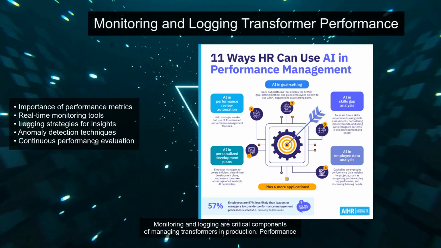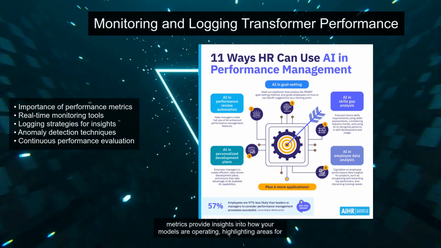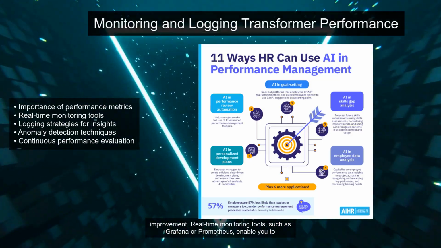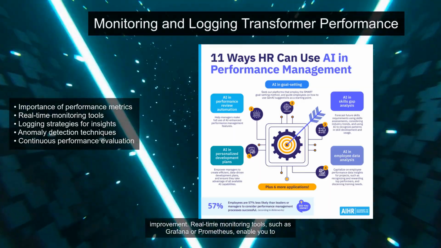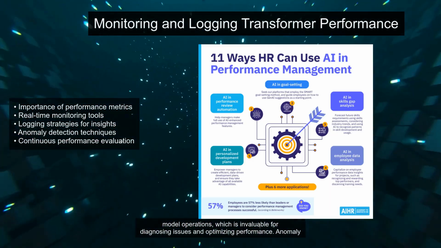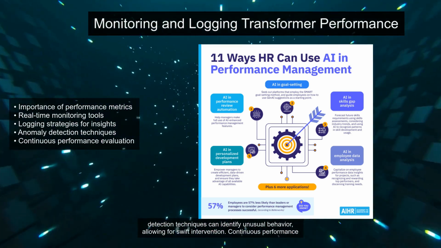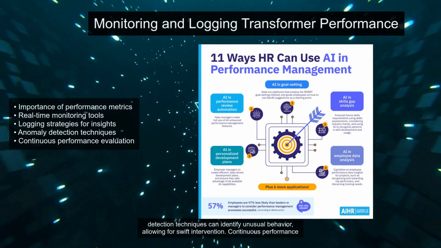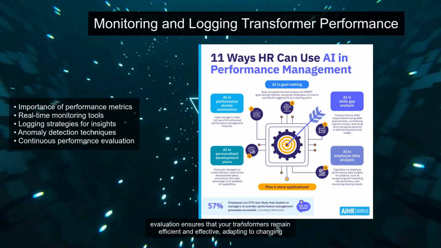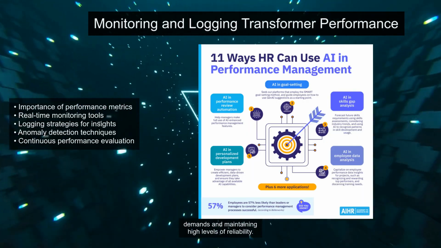Monitoring and logging are critical components of managing transformers in production. Performance metrics provide insights into how your models are operating, highlighting areas for improvement. Real-time monitoring tools, such as Grafana or Prometheus, enable you to track these metrics continuously. Effective logging strategies help capture detailed information about model operations, which is invaluable for diagnosing issues and optimizing performance. Anomaly detection techniques can identify unusual behavior, allowing for swift intervention. Continuous performance evaluation ensures that your transformers remain efficient and effective, adapting to changing demands and maintaining high levels of reliability.